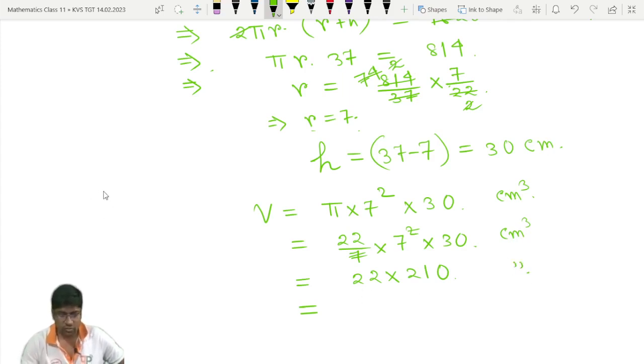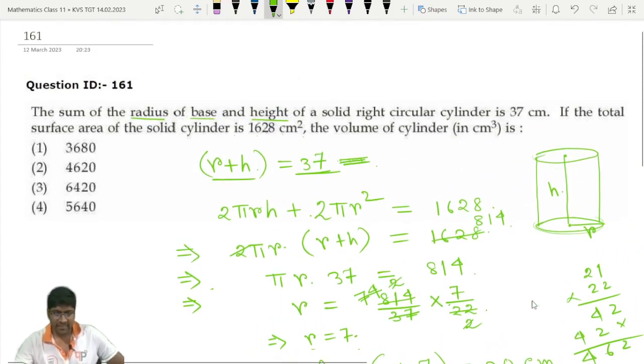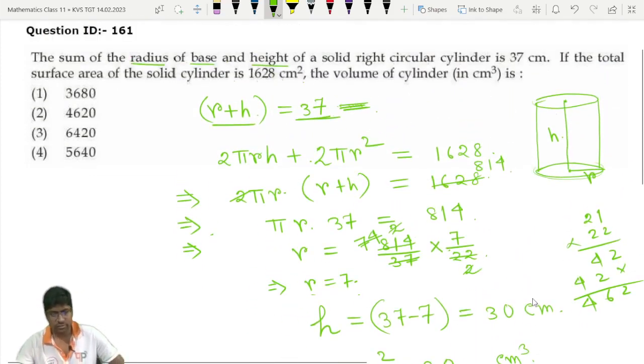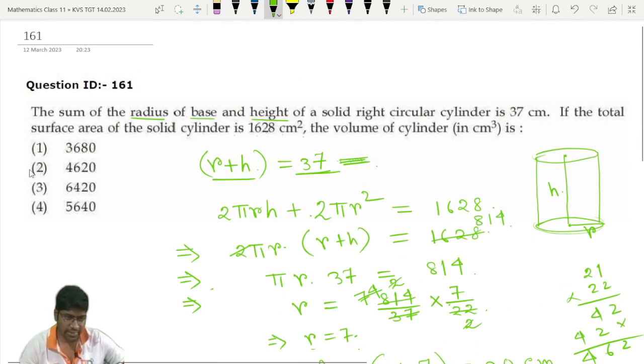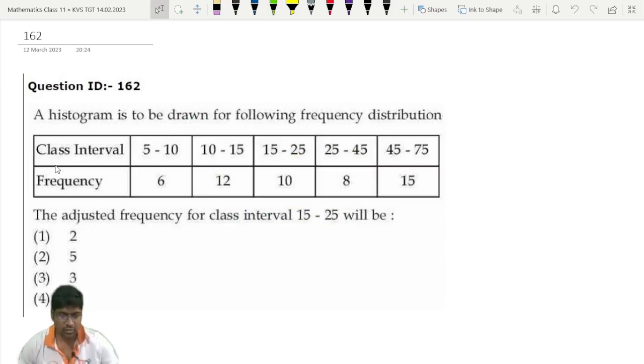So 210 into 22, that means how much? Can you calculate? 21 into 22. I will multiply these two. 2, 2 to 4, and then again 2, 4. So 264, 462, and 10 will be there. So 4620 centimeter cube. That is the volume of the cylinder. Okay, which option? Option 2 is the correct answer. So let's go to the next question.